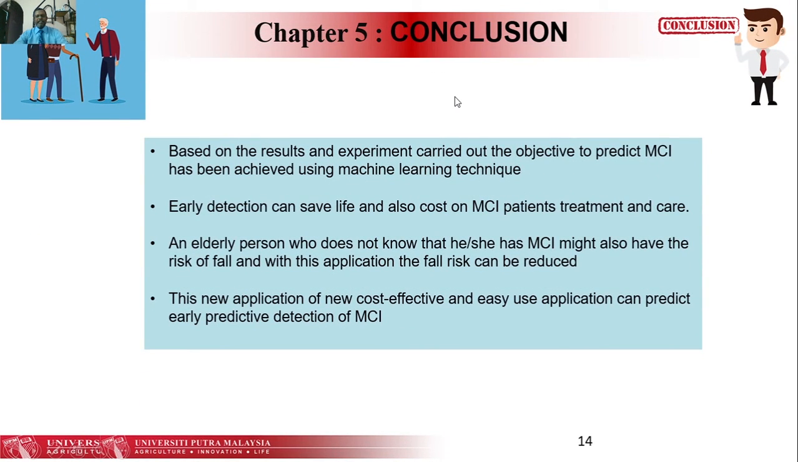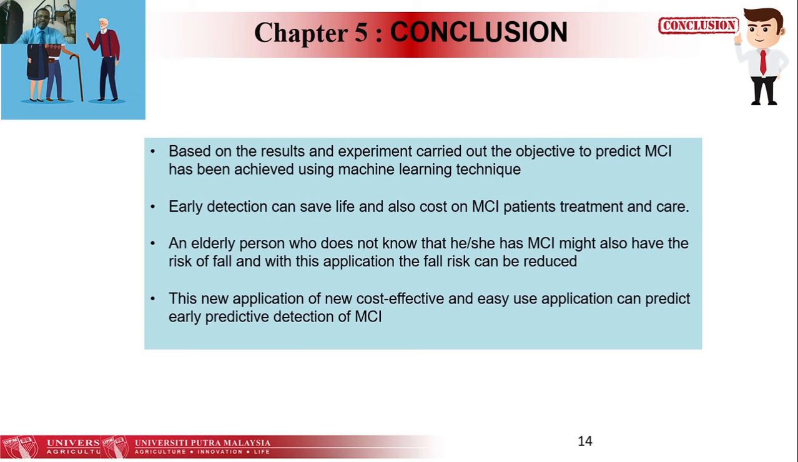We are looking at the chapter 5 conclusion. These are the important parts. Based on the result and experiment carried out, the objective to predict MCI has been achieved using machine learning technique. Yes, that we have achieved early detection. However, the Streamlit program, the web, is not working well.